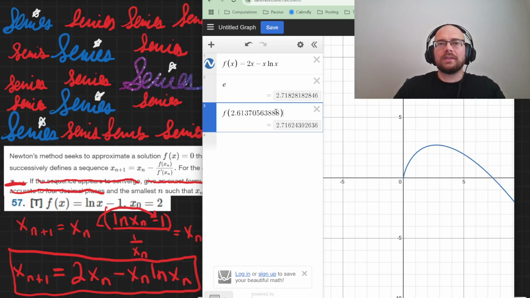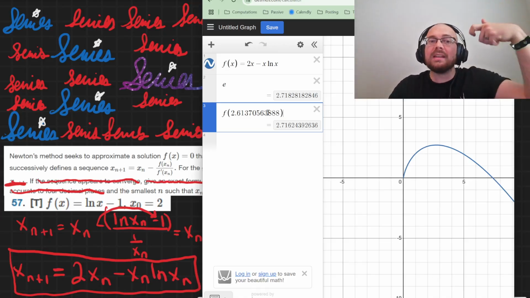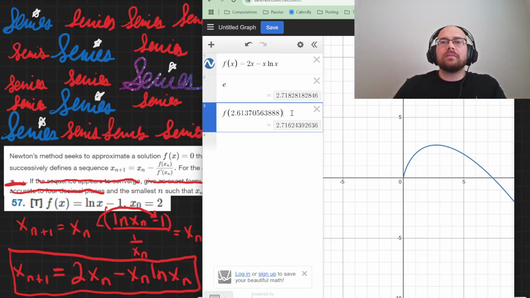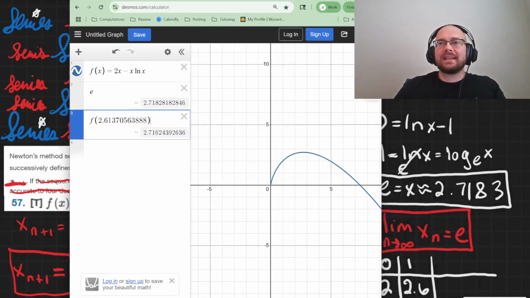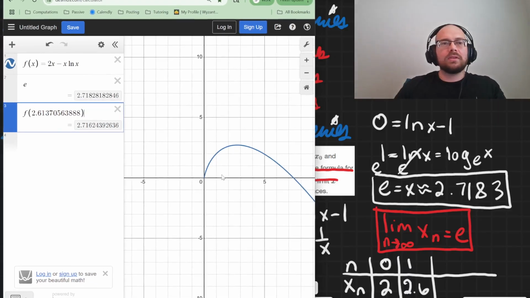And so that now plugs the next one in, right? It's recursive. I'm taking the previous answer and plugging it in to get the next answer. So this is now the next value. Now it's accurate to a few more decimal places. Now, when n is 2, I have 2.71, and that's actually as far as it goes, 2.716.